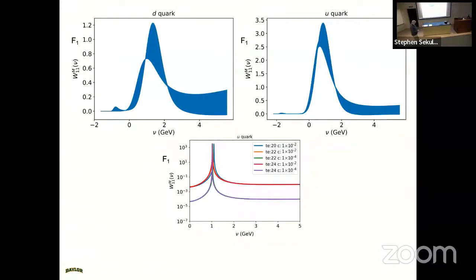Okay, they do extract some structure functions. They use these two sets of results for U and D. Here it is, U and D, the F1 structure function as a function of the energy parameter nu, using a method that they call maximum entropy. But they also use another technique called Bayesian reconstruction, and you don't get very good agreement between the two types.